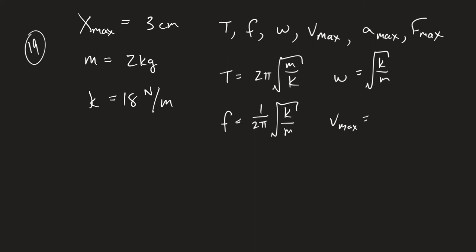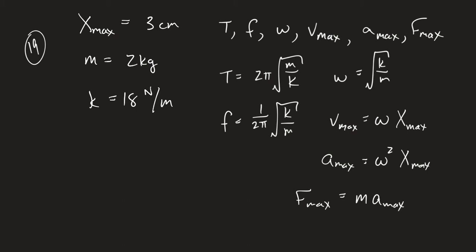Vmax is the angular frequency times x max. Amax is just the angular frequency squared times x max, and force max would be m times a max. What else could we get? Energy of the system. I forgot that one. Energy of the system, 1/2 k x max squared. Those are all of the things that are part of this unit, and you can get all of those from the information they gave us.